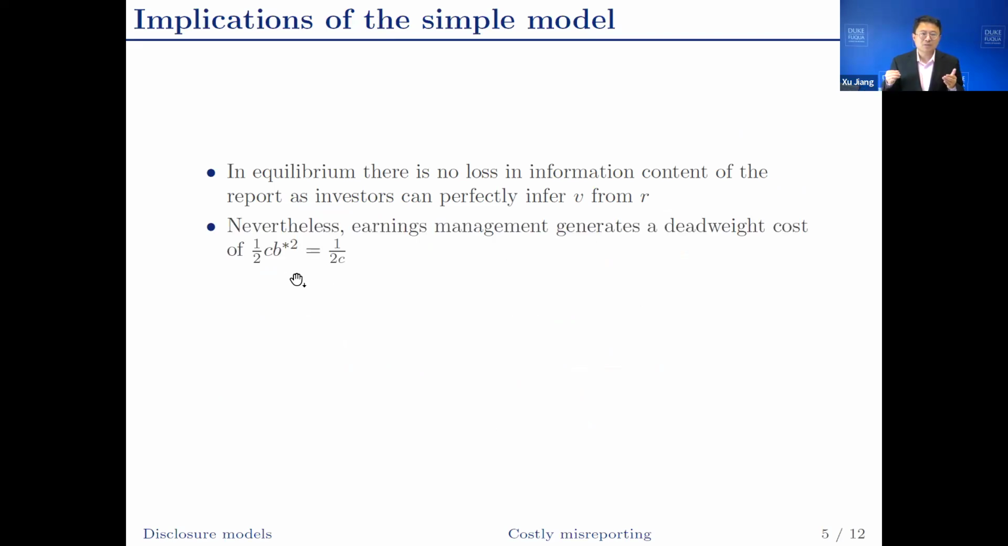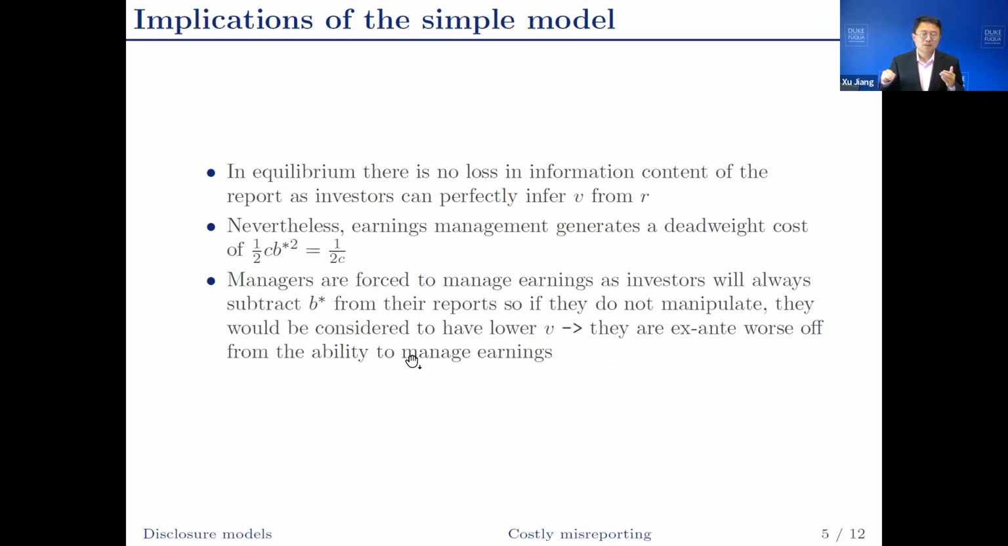However, because the manager always reports upwards by 1/C, earnings management generates a deadweight cost. So in this case, managers are forced to misreport earnings upwards by 1/C. The reason is that investors would always conjecture that the manager is going to misreport upwards, so they're always going to subtract from the manager's report. If the managers do not manipulate, they would be considered to have manipulated but have lower fundamentals, so they're going to be even worse off.